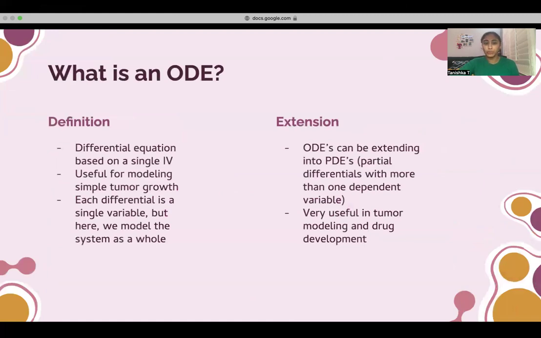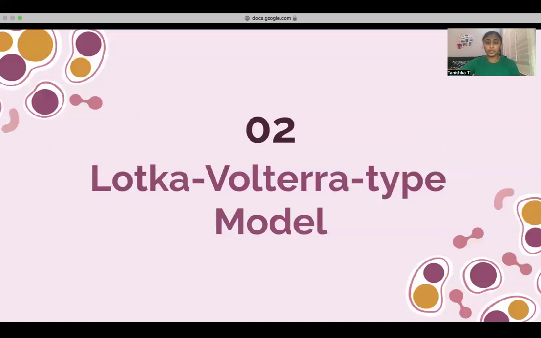They're very useful for modeling simple tumor growth. ODEs can also be extended into PDEs, or partial differentials, which are dependent on more than one variable. These are very useful in drug development as they model fluid flow over time. So for this project, I created a Lotka-Volterra type model, which aims to examine how tumors grow and change over time with respect to nutrients.